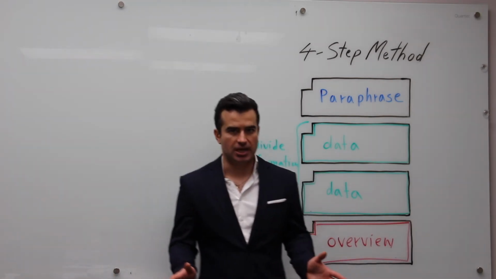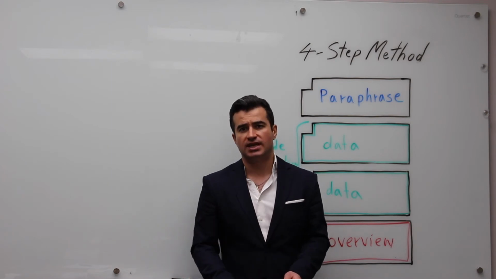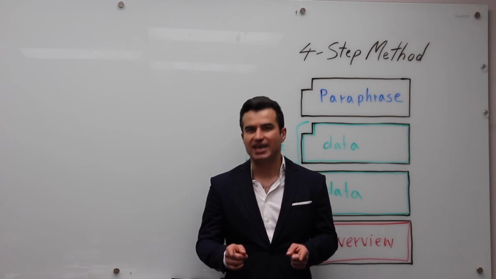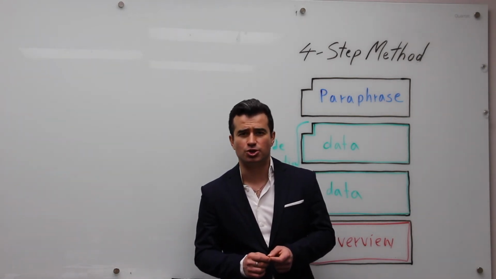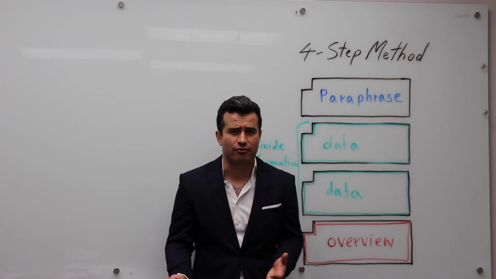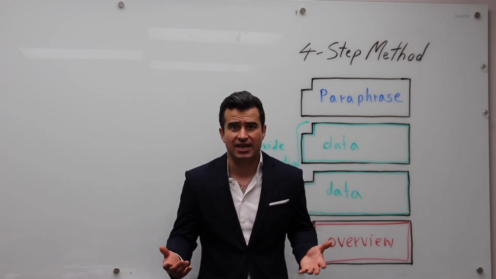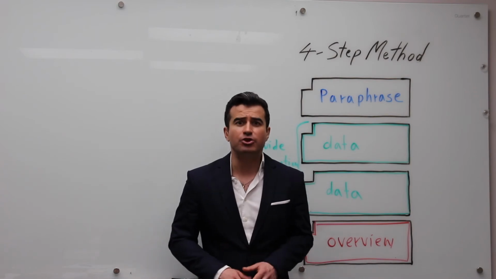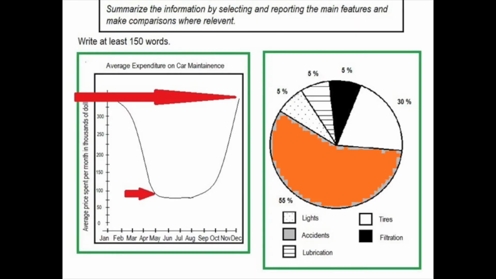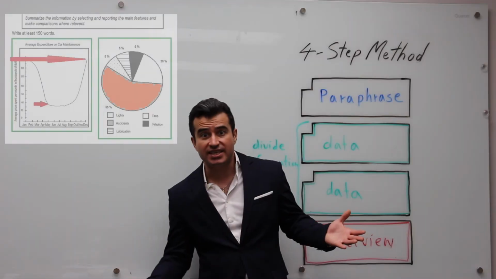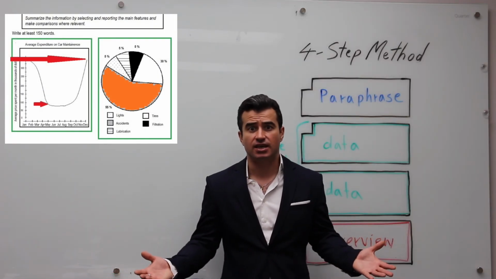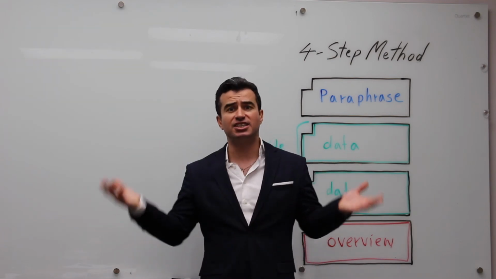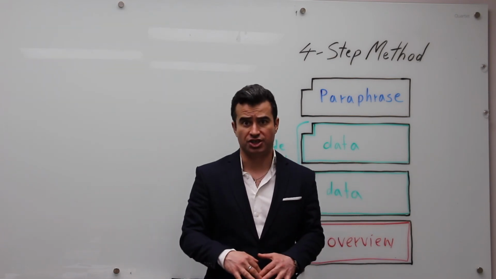Final step, step 4, the overview. Every overview will be a little bit different. But an overview is not the same thing as a conclusion. It's not just another paraphrase of a paraphrase. It's not just describing what the information is. The overview is a big idea. What is the big idea of this particular task? What is the relationship between the highs and the lows, the highest proportions and the lowest proportions?